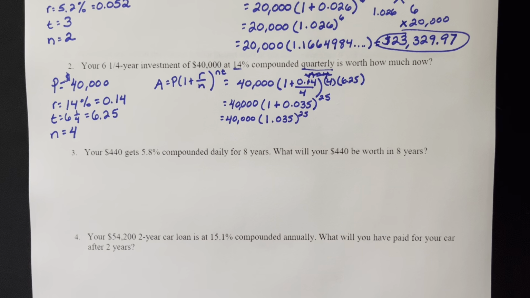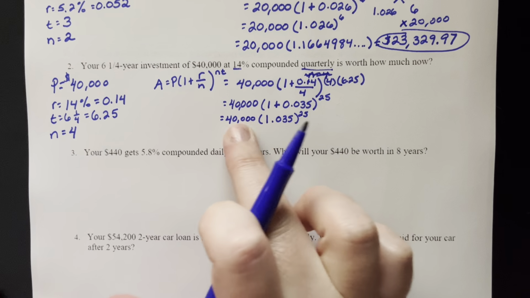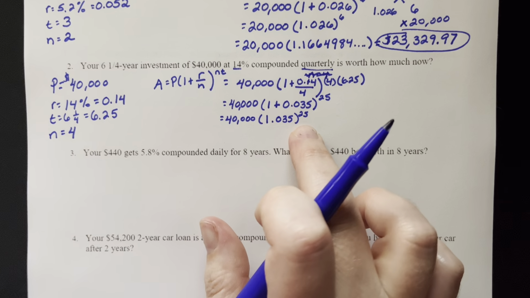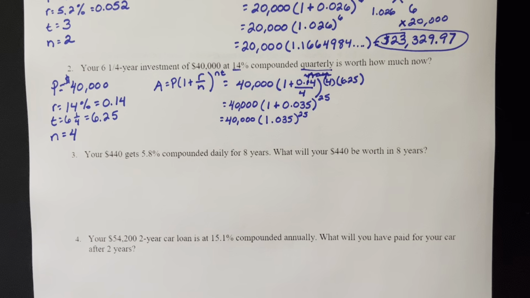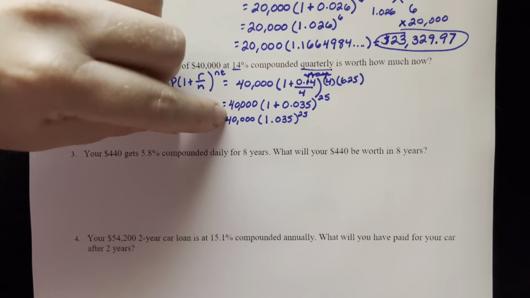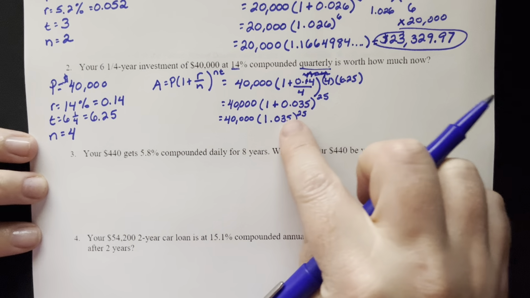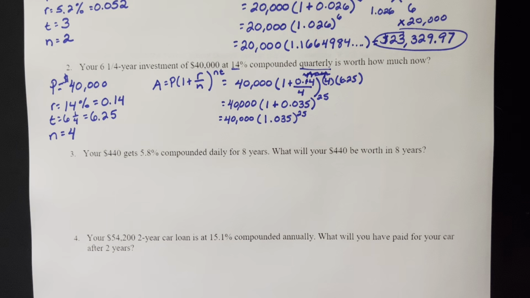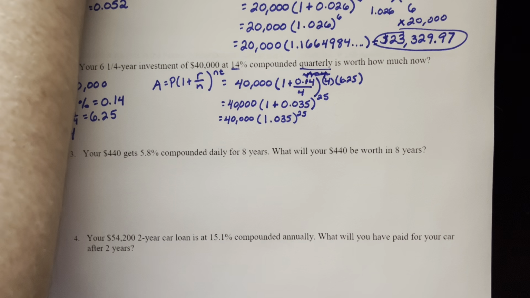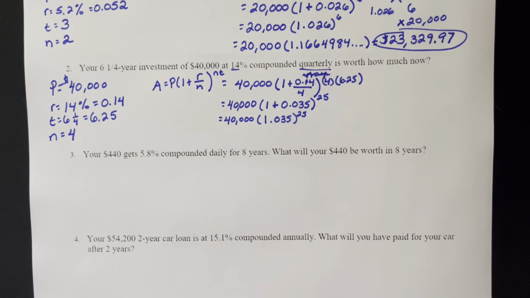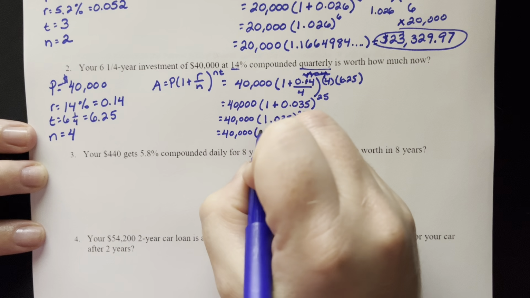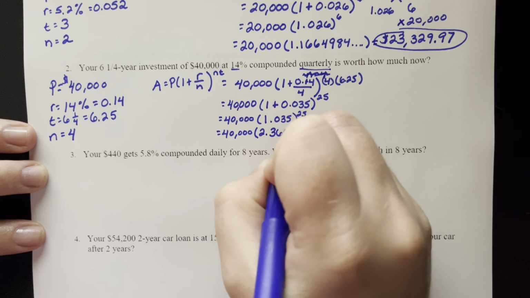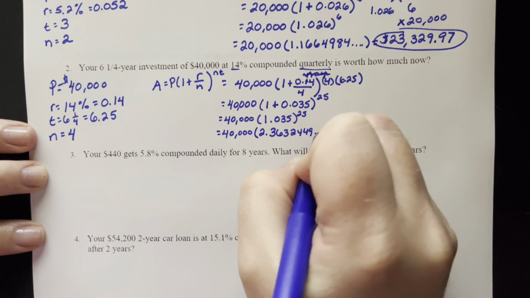And again, the most common mistake I see is to incorrectly do this multiplication first and then try to raise that really big number to a power, which your calculator gets really confused and starts spitting out scientific notation. So remember, multiplying by the principal is the last step. We have to do this exponential form first. So 1.035 to the 25th power is 2.363249 blah blah blah blah.